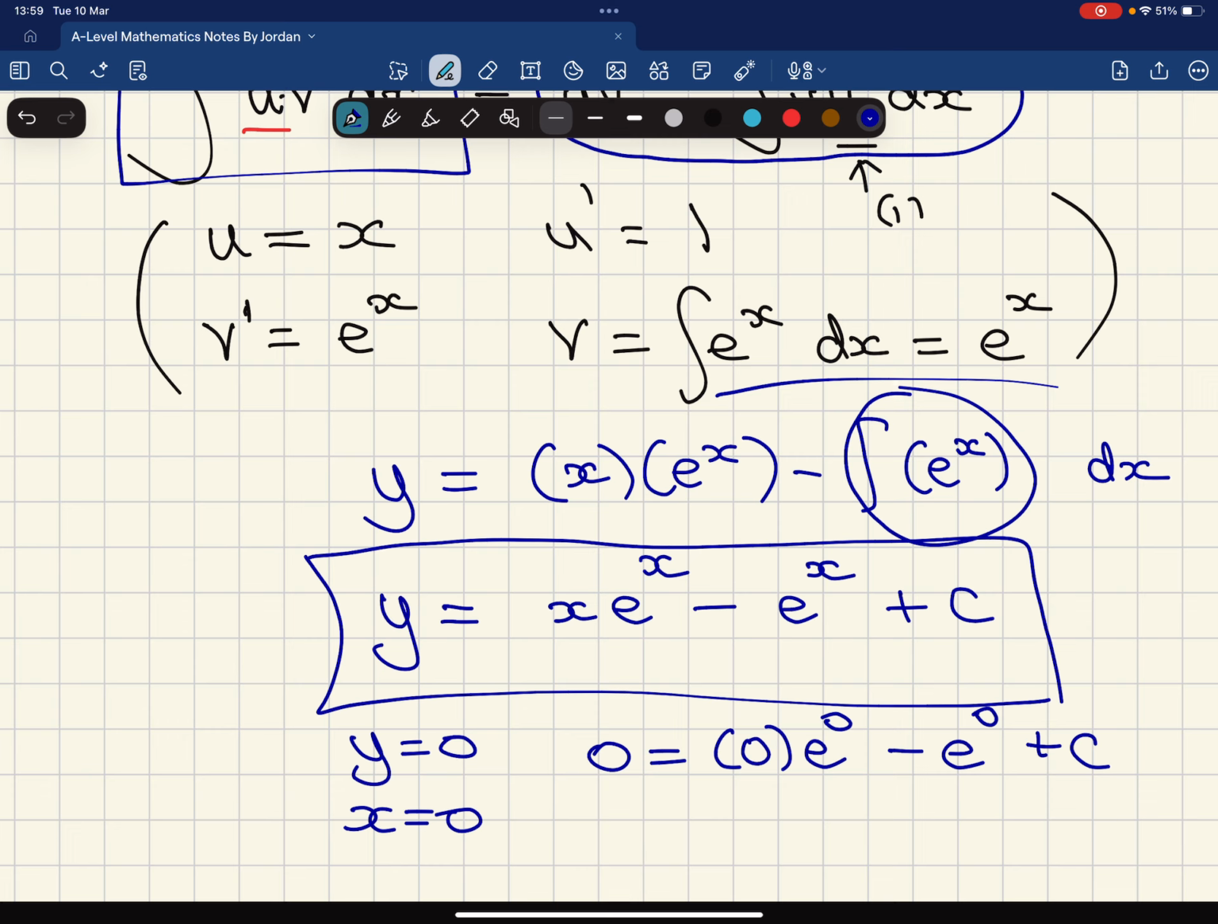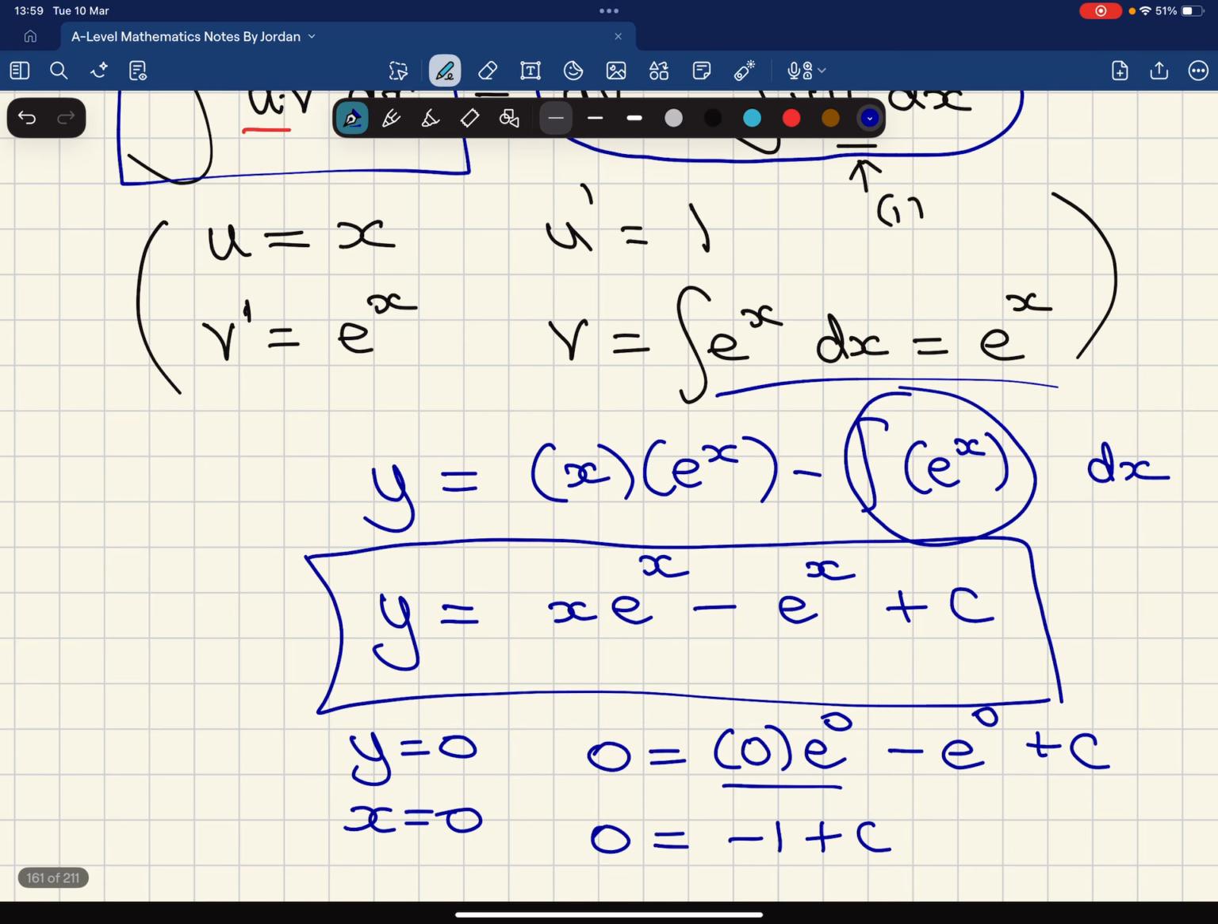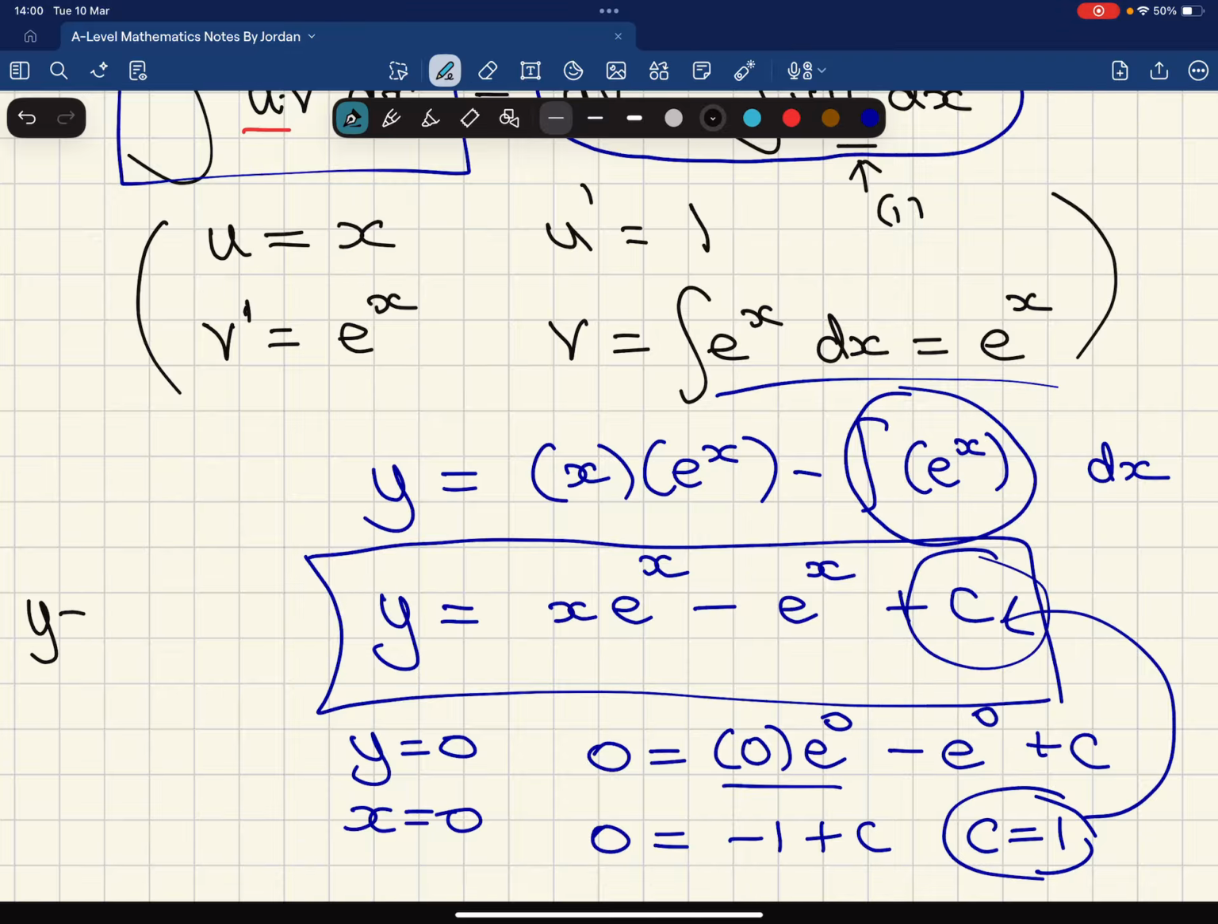Let's simplify. So we still have a 0 this side. 0 times anything is just 0, so this one here goes to nothing. Then we have take away e to the power of 0. Anything to the power of 0 is 1. So this actually will just be minus 1 plus c. If I then take this minus 1 to the other side, that will finally give us that c equals 1. And if I then put that back here where the c is, that will give me my final solution, which I'll just squeeze here.